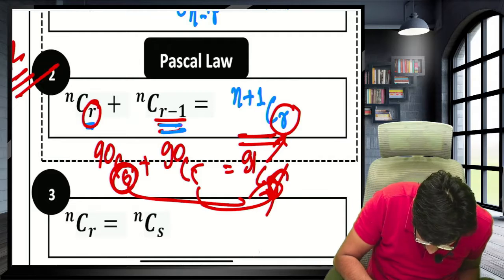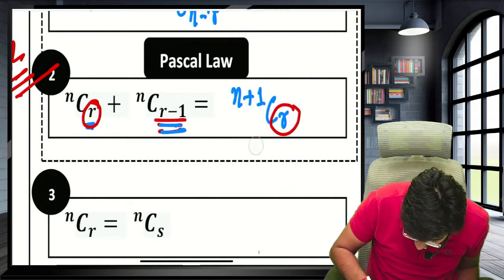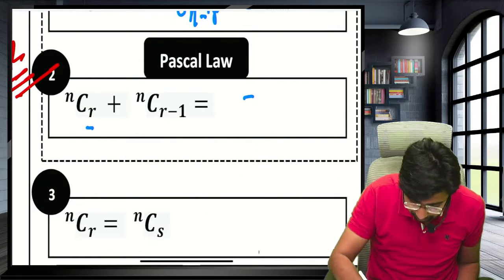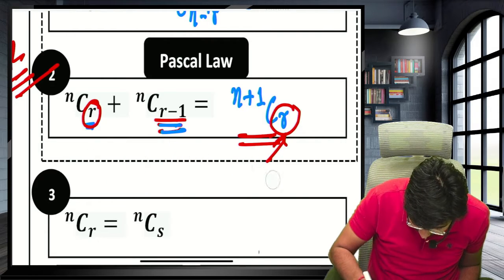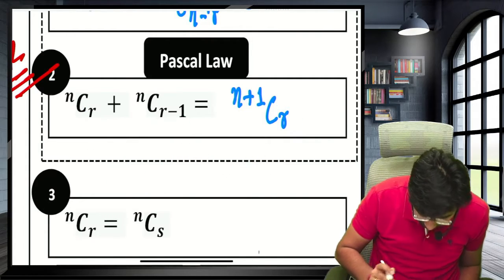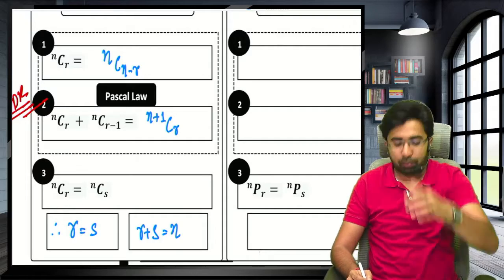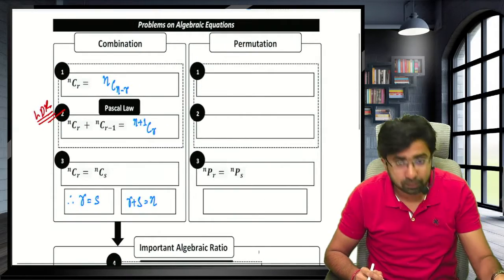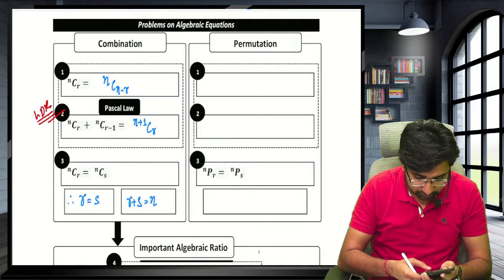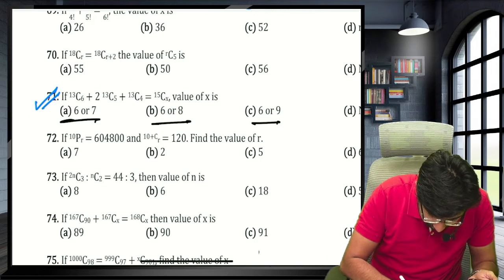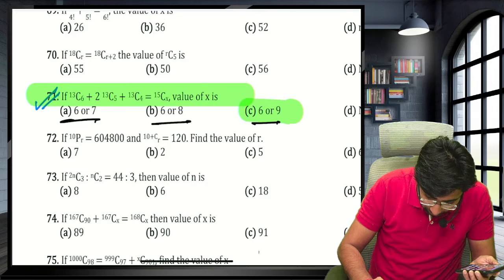Guys, is this point clear, all of you? I'm waiting for your reply. Guys, please reply fast. Is this point clear? Yes, sir. Guys, we are done with this question. The answer is 6 or 9.